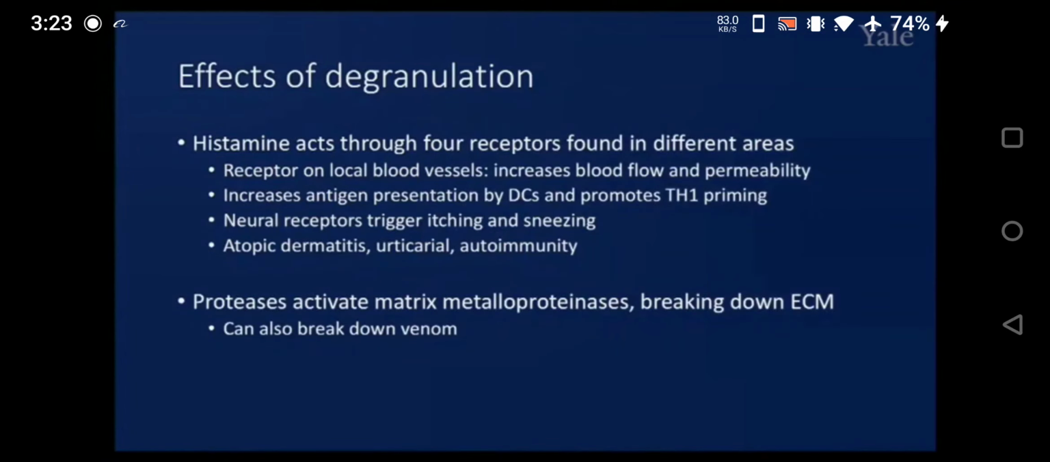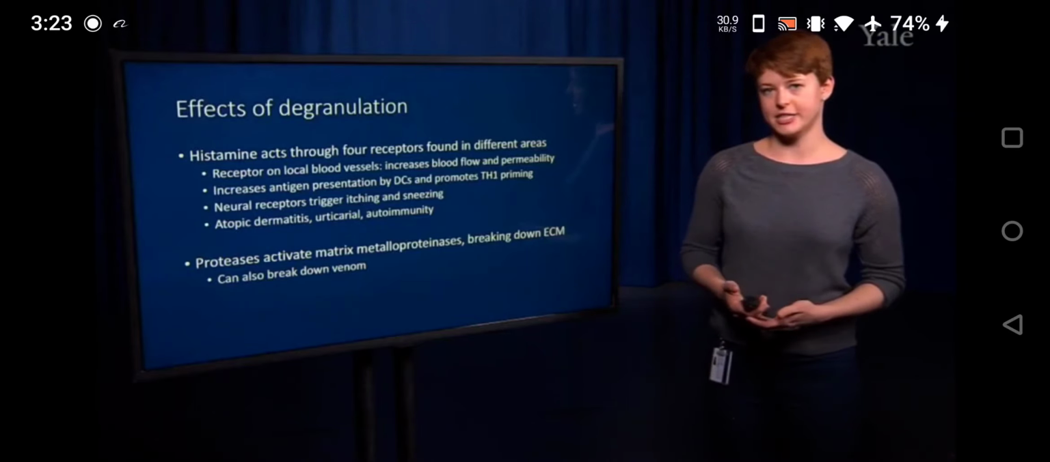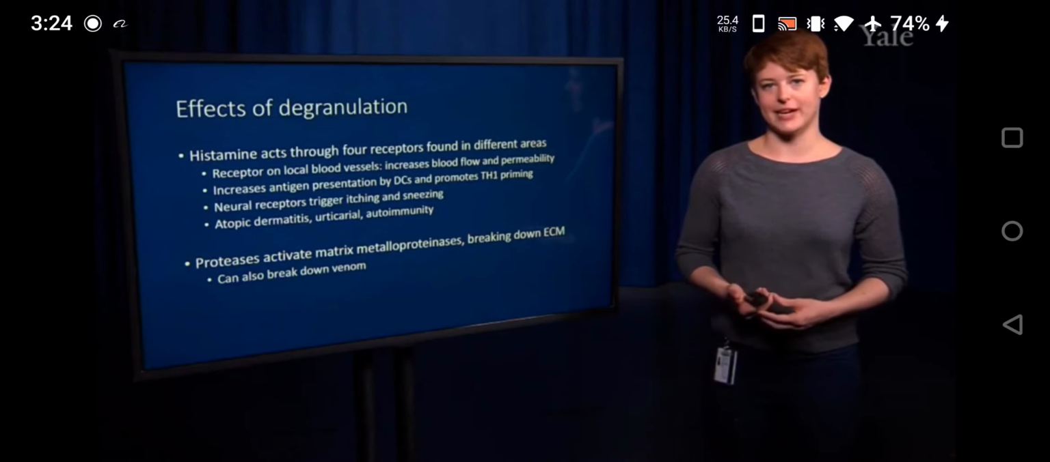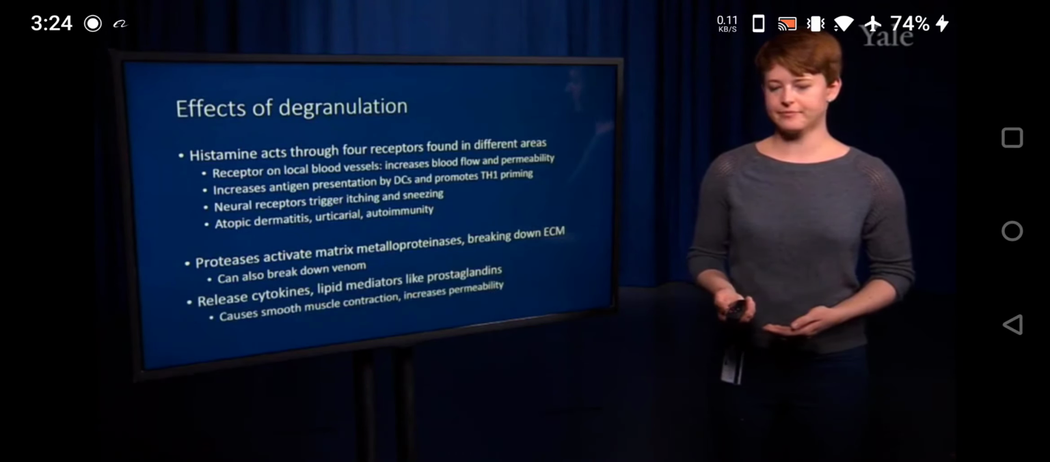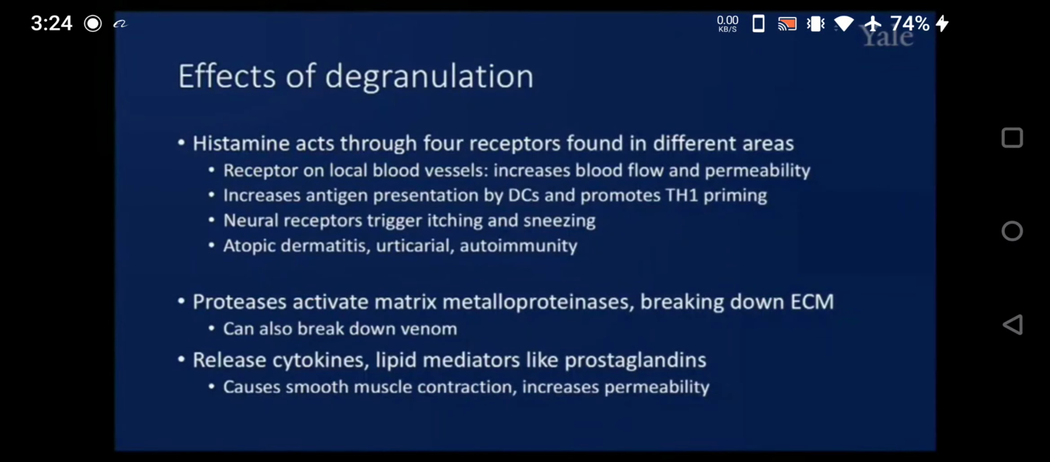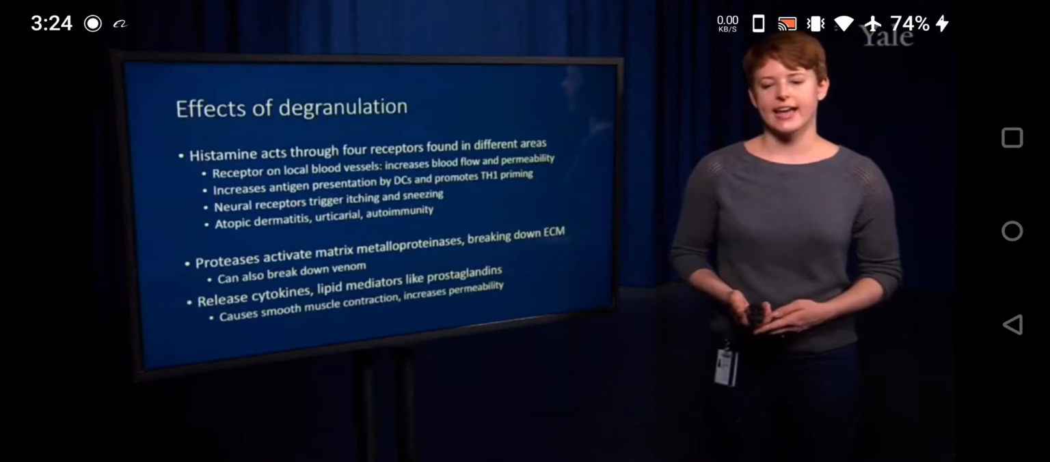So proteases in these granules can then activate other enzymes such as metalloproteases, which break down the extracellular matrix. And interestingly, these proteases can also break down venoms. So one stereotypic allergic antigen is a bee sting or bee venom. So these proteases actually help break down that venom. And these granules also can release cytokines as well as lipid mediators like prostaglandins, which initiate an inflammatory response. And this causes things like smooth muscle contraction, especially of the airways, and increased permeability of the blood vessels.